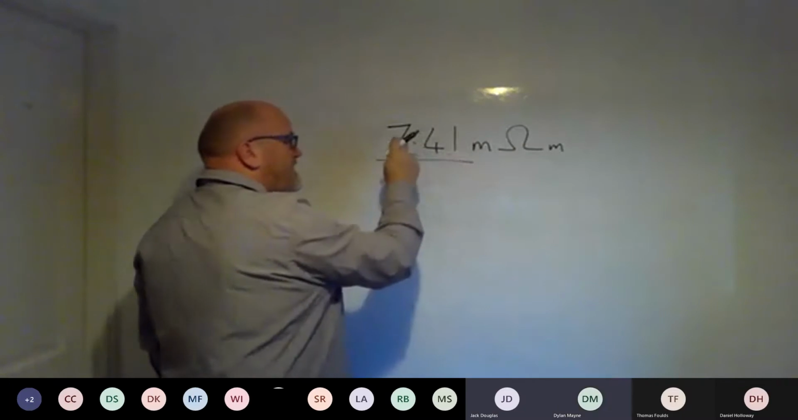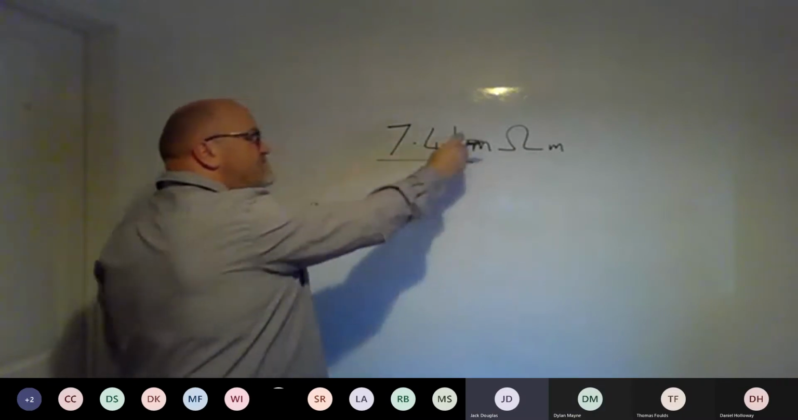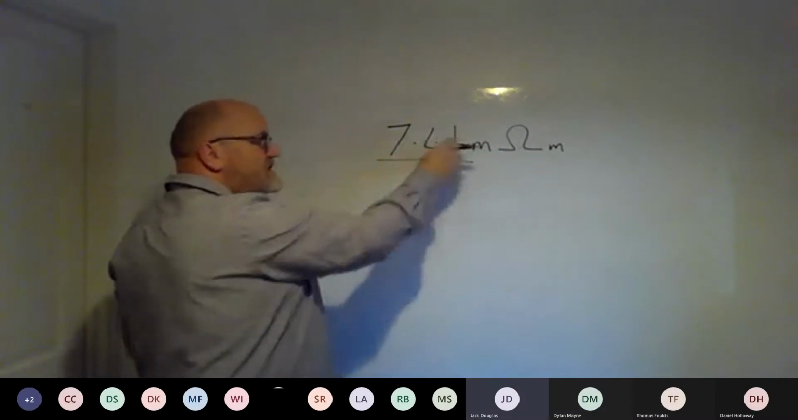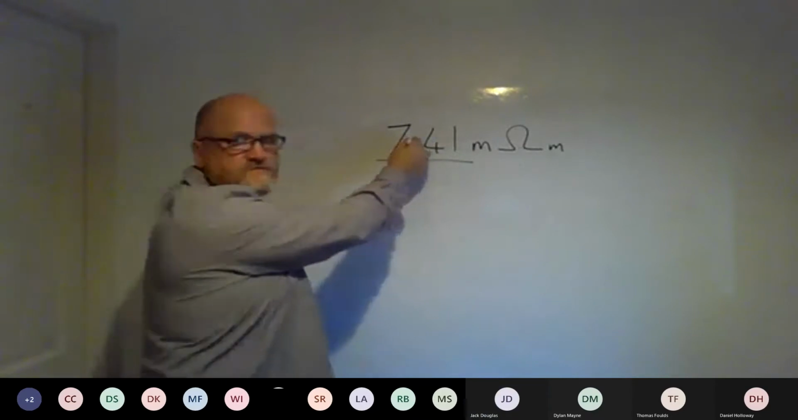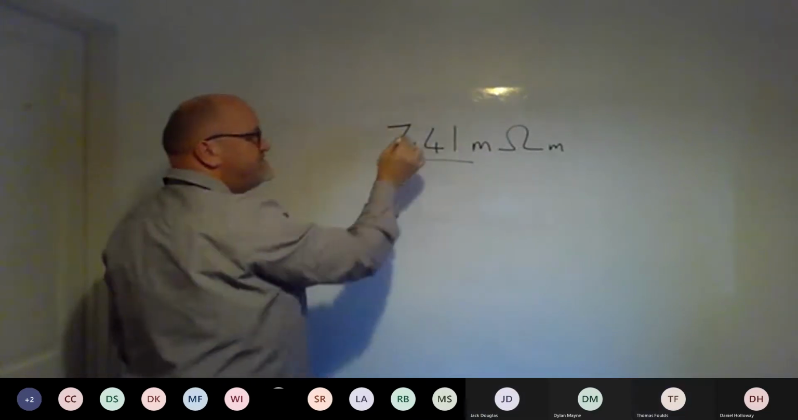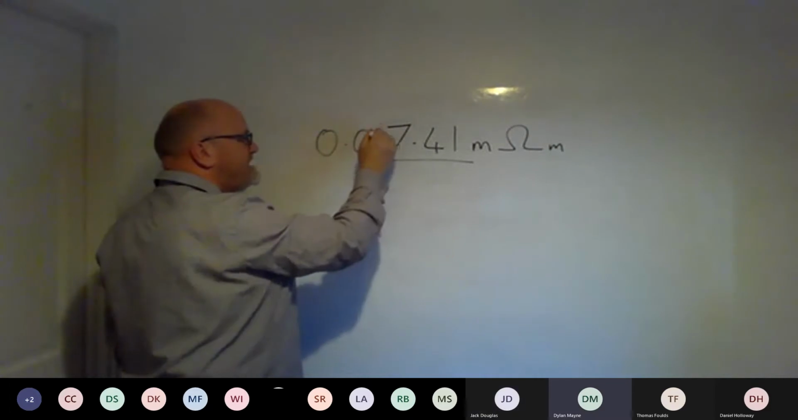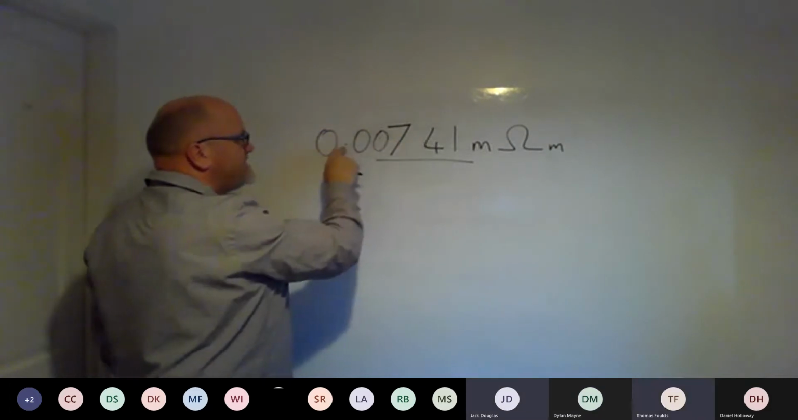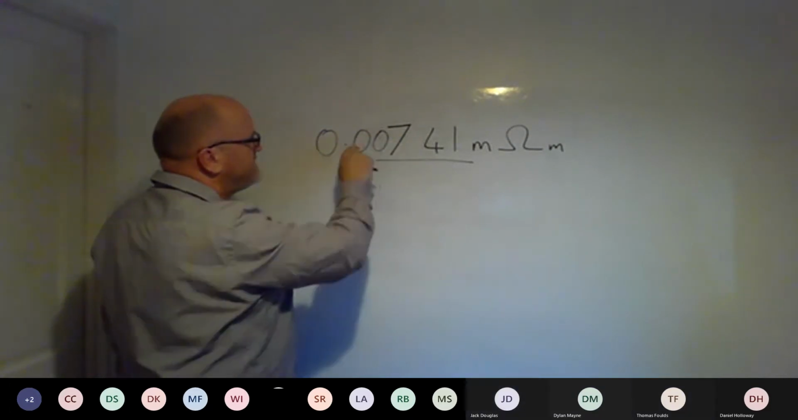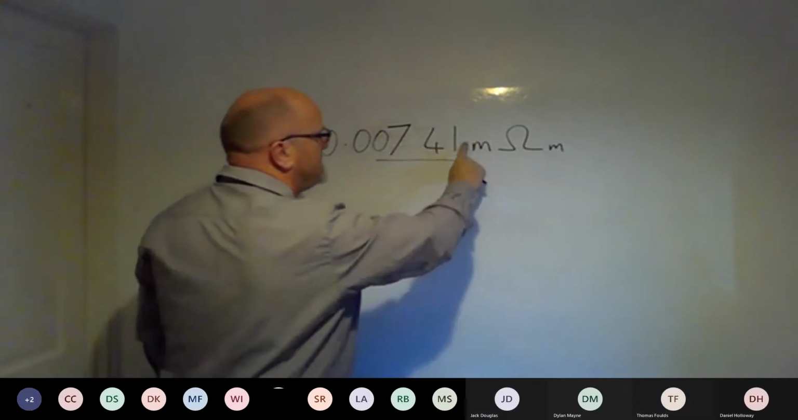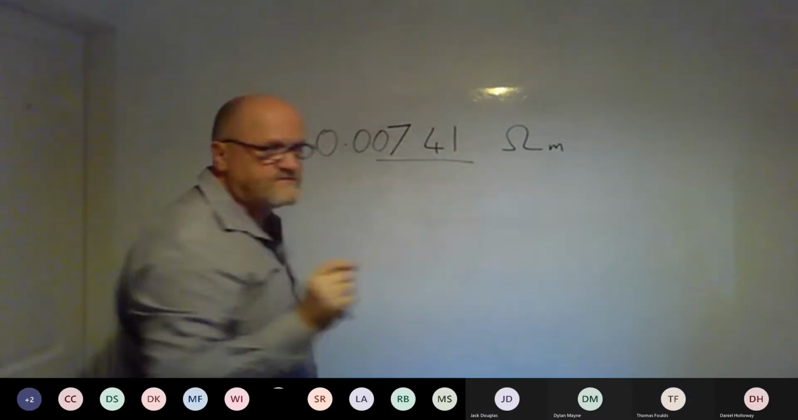Divide. The reason being, it's milliohms per meter. What would that be as ohms? Which way would the decimal point go, to the left or the right? To the left, 3 places. So 0.000741 to make it ohms per meter.